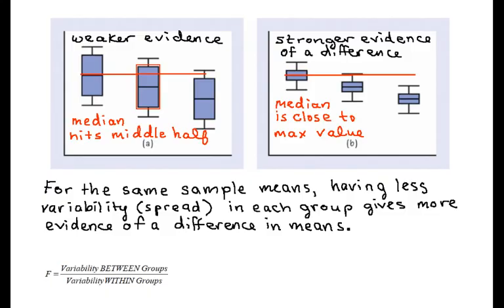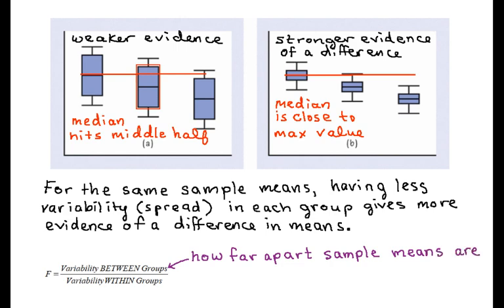For this reason, the test statistic that we use for comparing multiple means has this form. It's a ratio where the numerator is the variability between groups. That means how far apart the sample means are from one another. It makes sense that as this value gets larger, we have more evidence that the means are different.